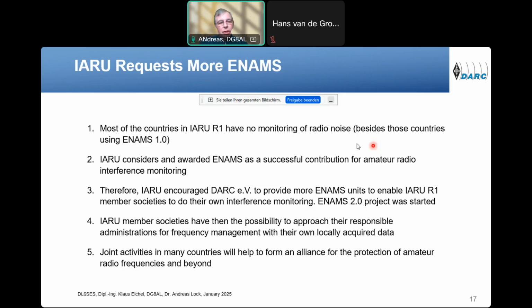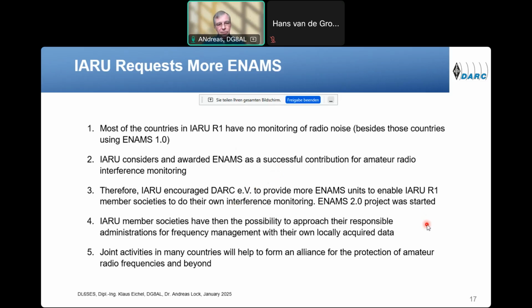And those who use ENAMS 1 systems, about 16 receivers are distributed. And therefore the IARU encouraged the DRC to provide more ENAMS units to enable the member societies to do their own interference monitoring. That was the start and the birth of the ENAMS 2 project, because we had no more ENAMS 1 receiver available. Then IARU member societies have the possibility to do their own measurements and approach the responsible authorities for frequency management with their locally acquired data.